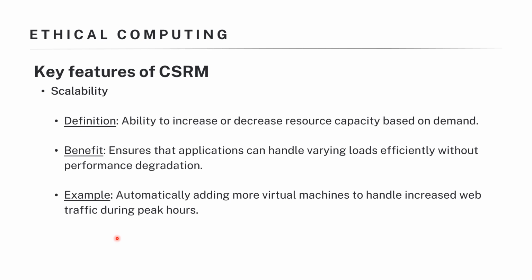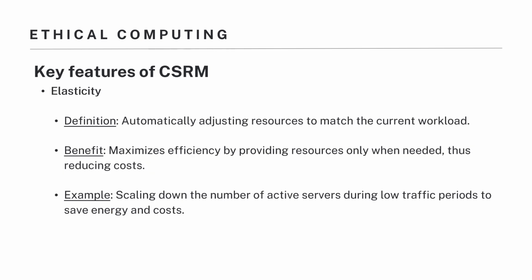Scalability, for me, is basically the key to maintaining performance and optimizing costs in a cloud environment, especially when demand fluctuates. So let's now look at elasticity, another key feature of the cloud shared resource model, or CSRM. By definition, elasticity refers to the system's ability to automatically adjust resources to match the current workload, scaling up when demand is high and scaling down when demand decreases.